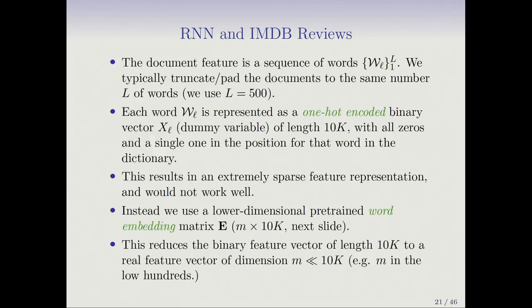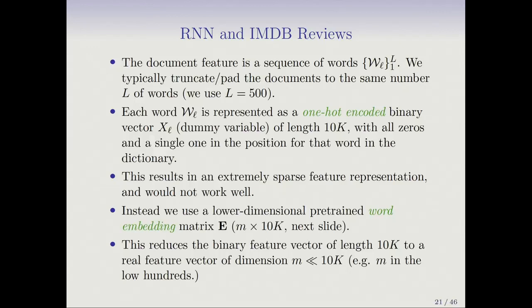So that's a very sparse feature vector. And we got one of those at each of the 500 steps in the document. So this is extremely sparse. What we tend to use is a much lower dimensional pre-trained word embedding matrix, and I'm going to show you a picture of that in the next slide. What this does is reduce the binary feature vector of length 10,000 to a real feature vector of dimension some number m, much less than 10k, like in the low hundreds.